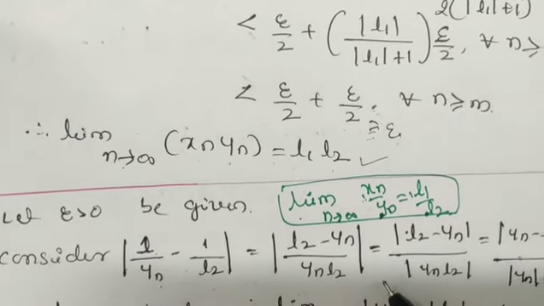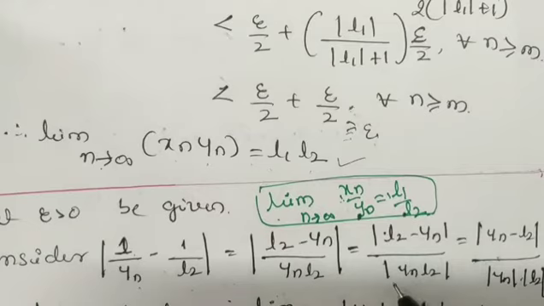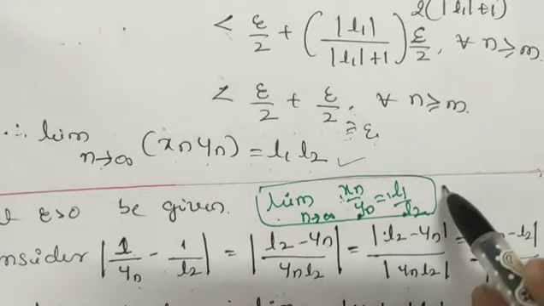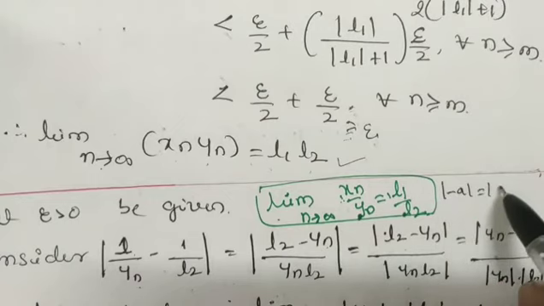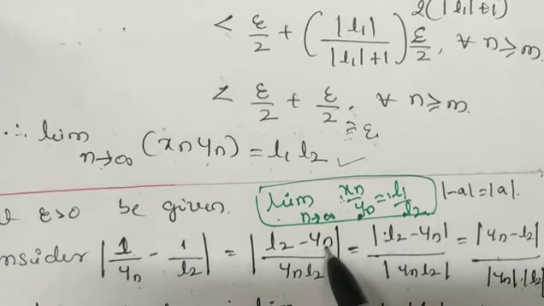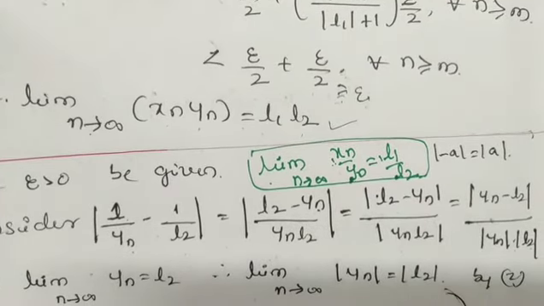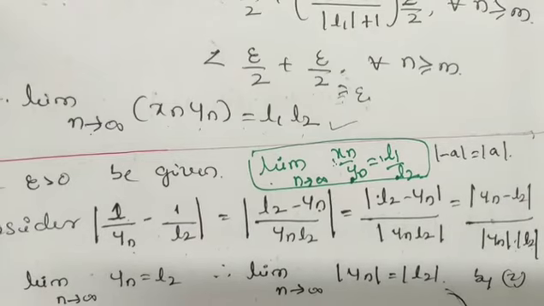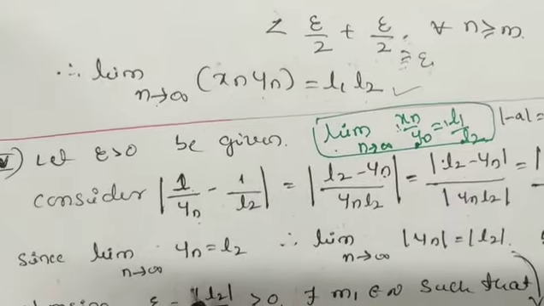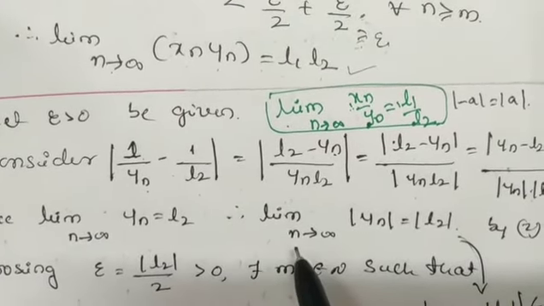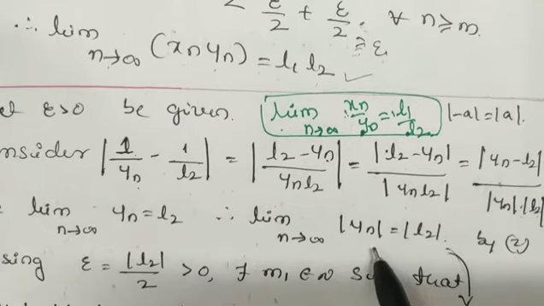It is equal to, here we can take the minus sign common. It is mod of L2 minus yn divided by mod yn into mod L2. As I told you many times, mod of minus a can also be written as mod a, that is, L2 minus yn is the same as yn minus L2, there is no difference here. We can take this as mod yn minus L2 divided by mod yn into mod L2. Since the limit as n tends to infinity of yn is equal to L2, therefore the limit as n tends to infinity of mod yn is equal to mod L2.